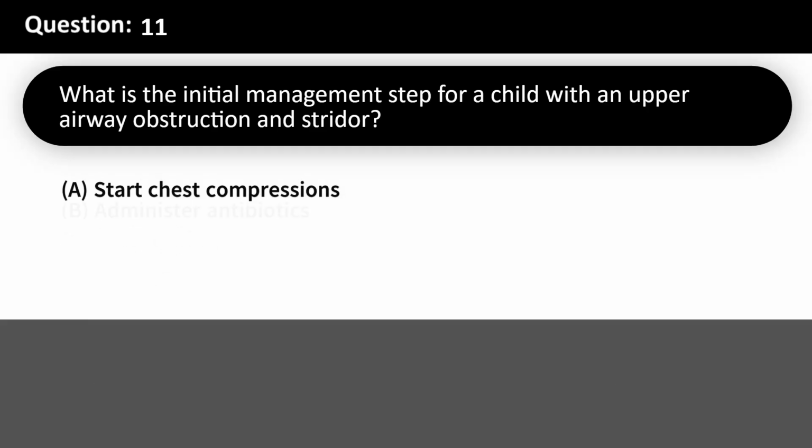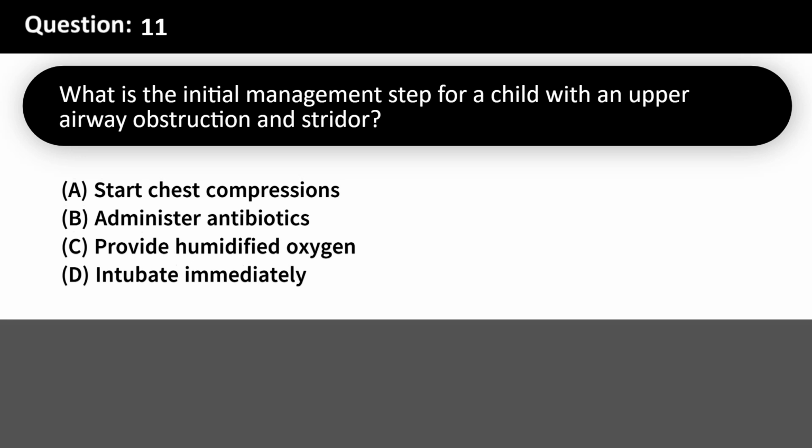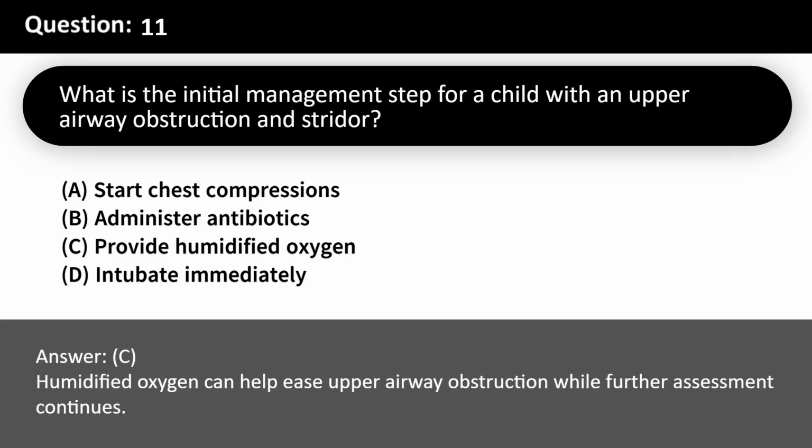What is the initial management step for a child with an upper airway obstruction and stridor? A. Start chest compressions. B. Administer antibiotics. C. Provide humidified oxygen. D. Intubate immediately. Answer: C. Humidified oxygen can help ease upper airway obstruction while further assessment continues.